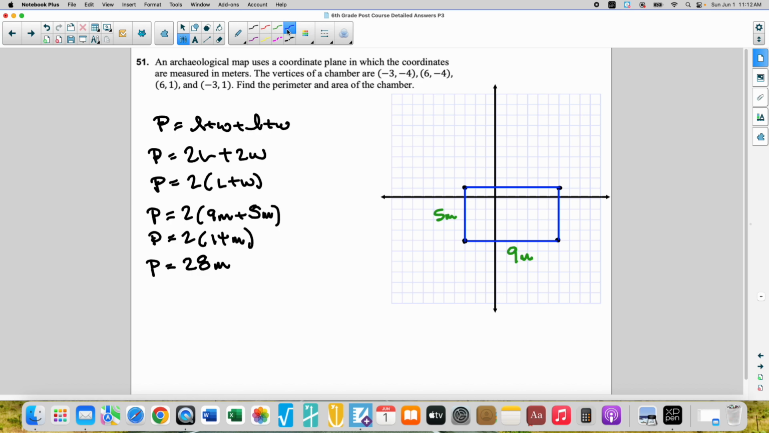Now we want to find the area. Area is a rectangle, so length times width. The length, as we said, was 9 meters. Width is 5 meters. 9 times 5 is 45. Meters times meters is meters squared. So area is always going to be two-dimensional, so our units are going to be squared. Good?